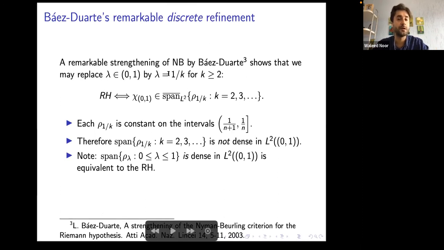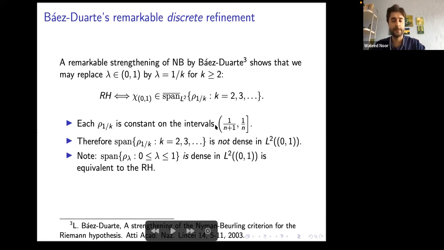If we take lambda equal to 1 over k, he proved that the Riemann hypothesis is equivalent to the characteristic function of the interval 0, 1 belonging to the closure of the span. So this is quite a significant strengthening. One of the properties of these functions, if you restrict lambda to 1 over k, is that they are actually almost everywhere constant on the intervals. They're constant on these intervals.